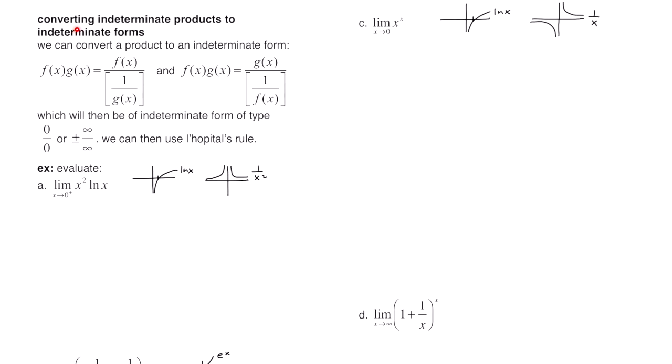Next, we're going to look at converting indeterminate products to indeterminate forms. It says we can convert a product to an indeterminate form. So if you have a product, you can leave one function on top, and then you can divide by 1 over the other function, or vice versa over here. Then it will be of indeterminate form of type 0 over 0, or plus or minus infinity over infinity, and then we can use L'Hopital's rule.